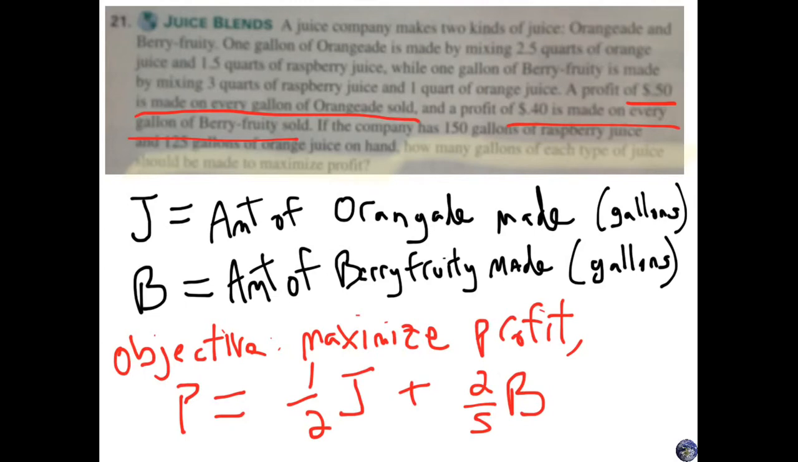So let me actually shrink down that part of it over there, put it on the side, and look at our constraints. We only have so many ingredients on hand, right? Otherwise we could just make tons of orangeade and tons of berry fruity and make trillions and trillions of dollars, but unfortunately we're limited by our amount of ingredients. So let's take a look at the orange juice first.